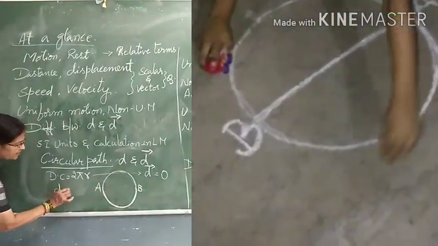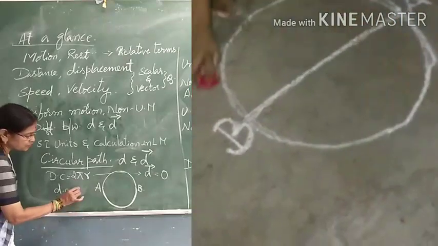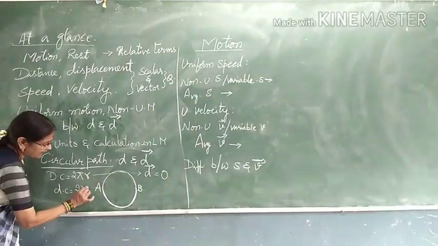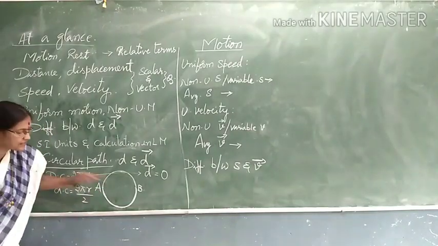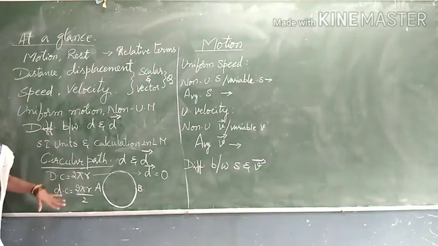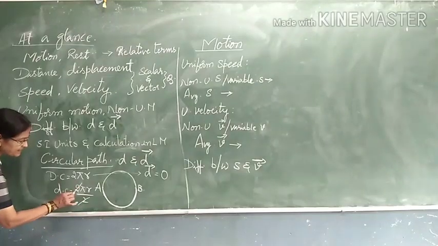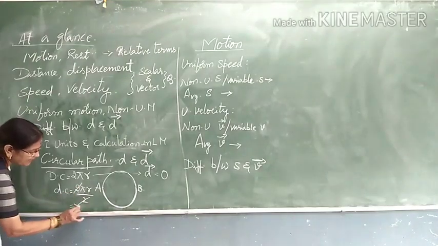Now, if a body is covering a half circle, that is A to B, what is the distance covered? Distance covered is equal to 2 pi r by 2. Why 2 pi r by 2? Only half circle is covered. So half into 2 pi r, the 2 gets cancelled, that is equal to pi r.